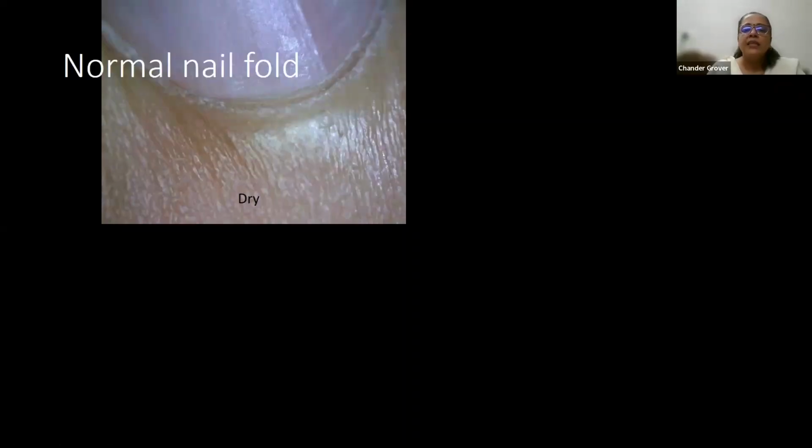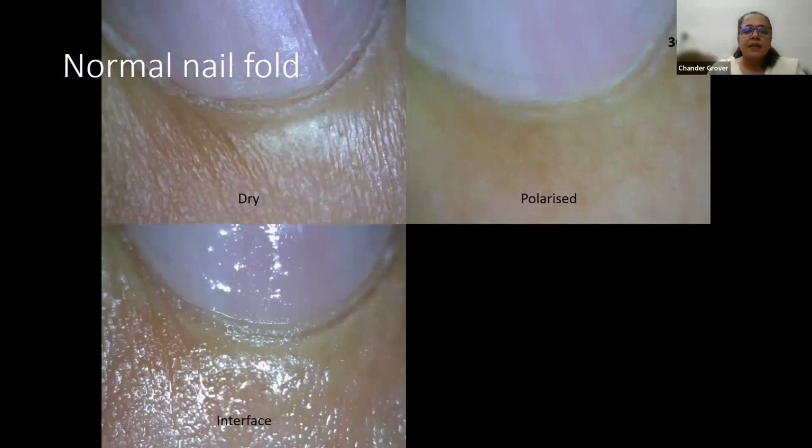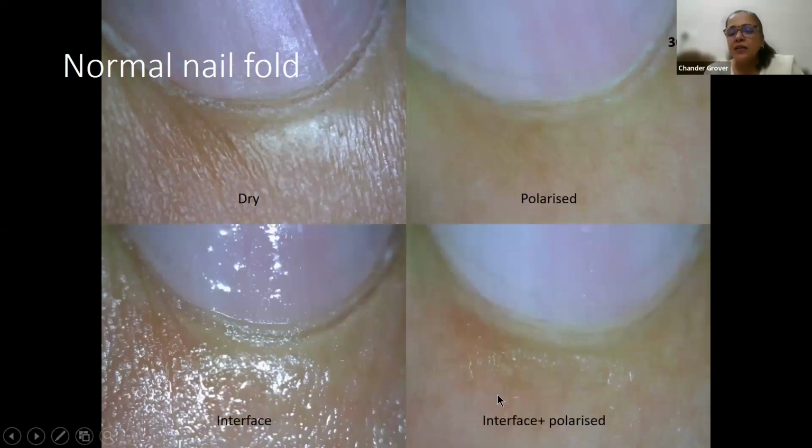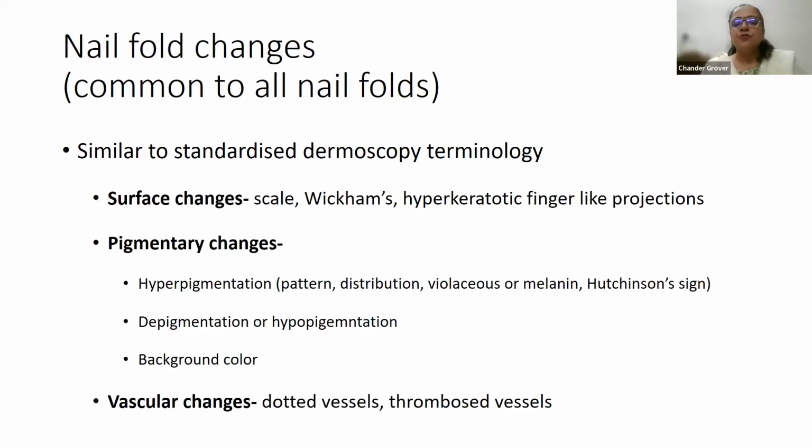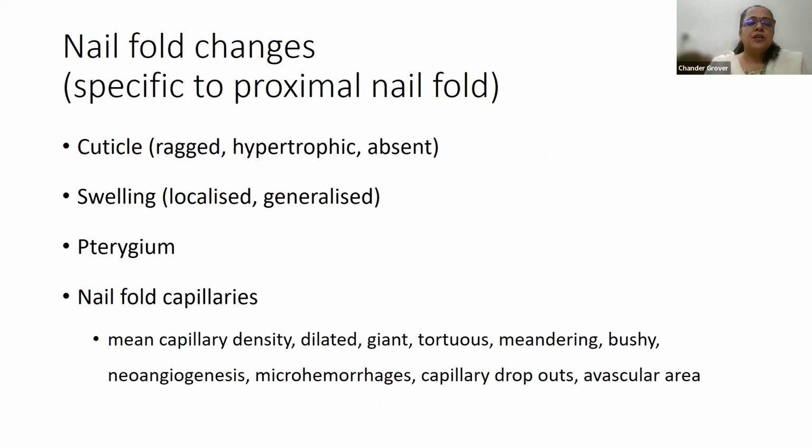So this is the normal nail fold that we are examining. This is the pattern. So you see the degree of clarity after putting the fluid and doing a polarized examination. You can see the vasculature. Nail fold changes are the ones which are common to skin. So they will be seen in all the nail folds, and you need to use the standardized dermoscopy terminology for them. But in addition, specific to the proximal nail fold, you need to comment on the cuticle, any swelling, pterygium, or nail fold capillaries.